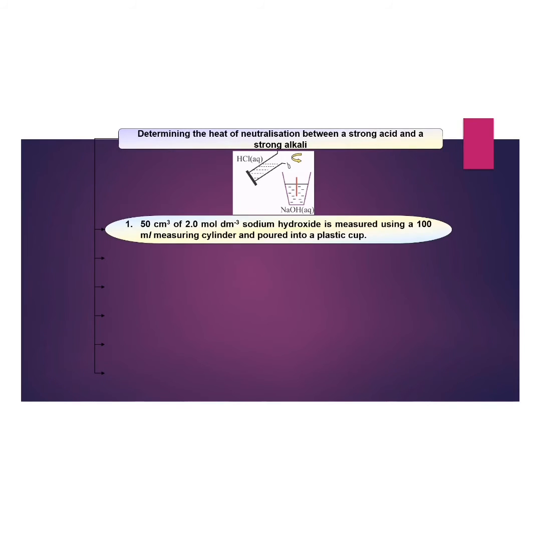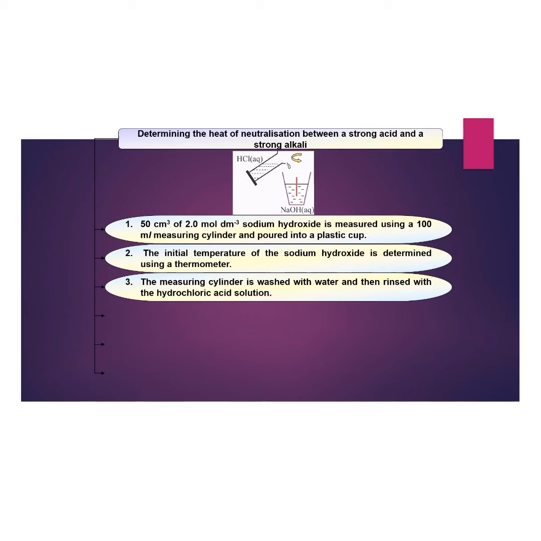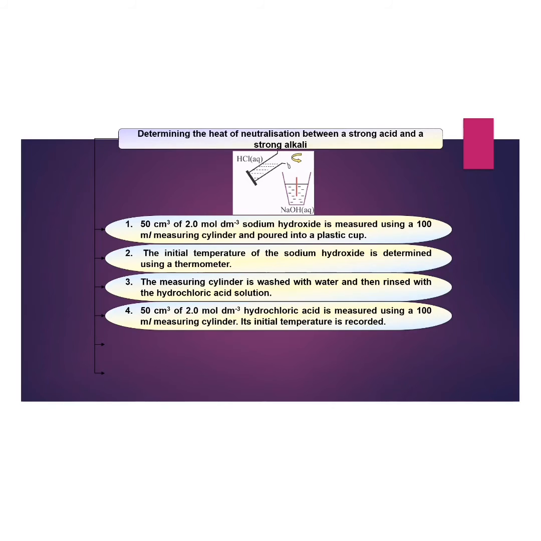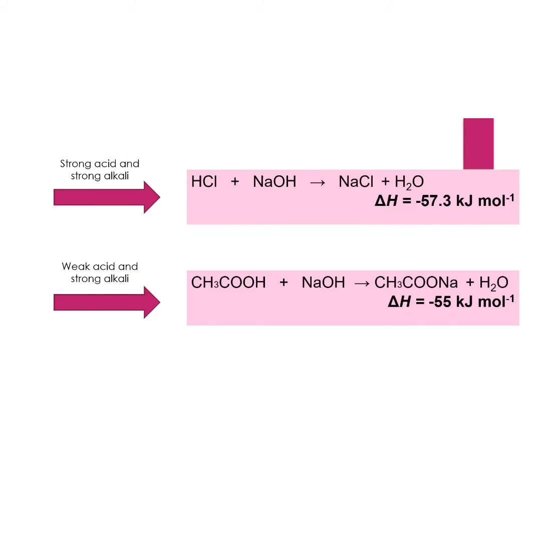After the video, now we want to see the procedure step by step to carry out the experiment to determine the heat of neutralization between a strong acid and a strong alkaline. You can take any strong acid, for example HCl, HNO3, nitric acid, and also sulfuric acid. Okay, so you can go through.